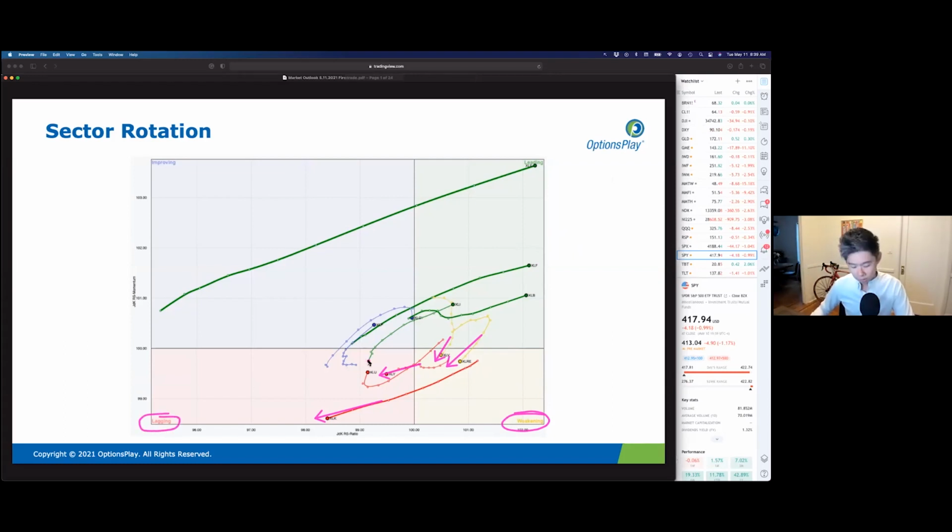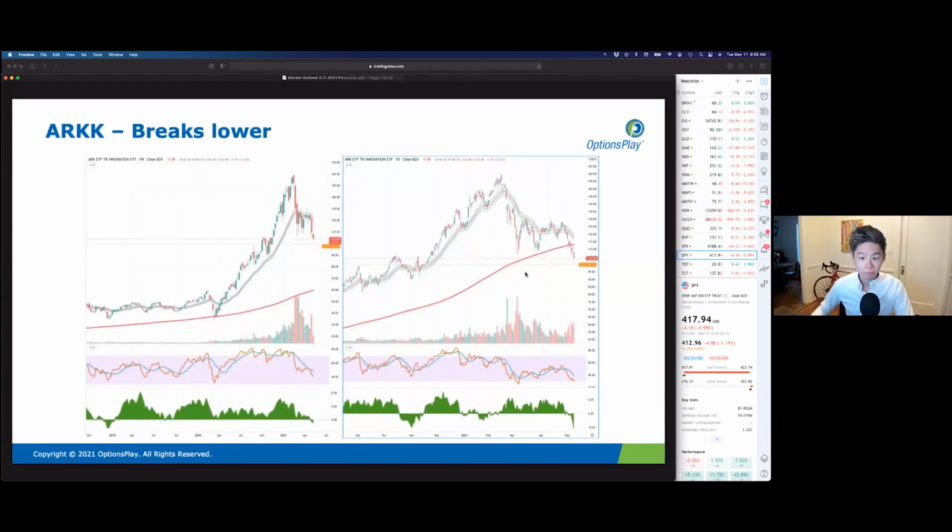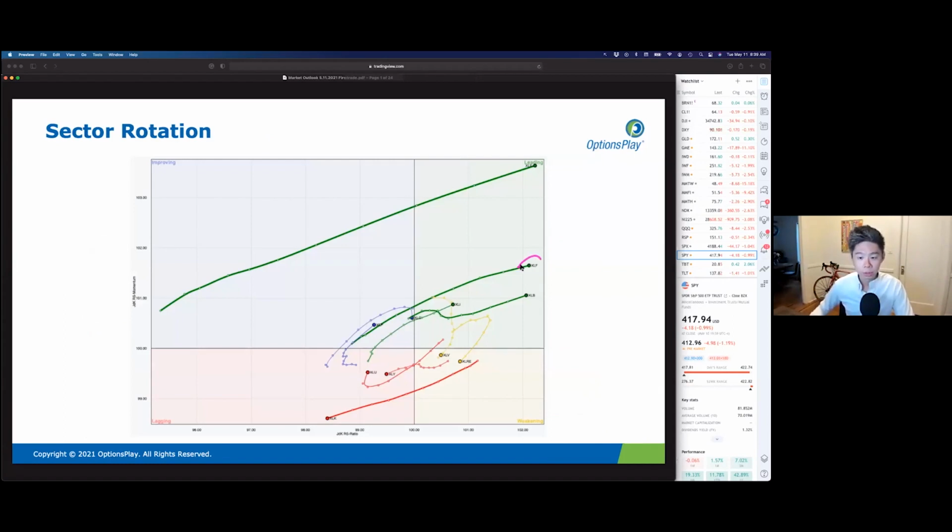And then the leading or improving categories are consumer staples. Communications attempted to get into the leading category, but is starting to fail a little bit there. And then you have healthcare and real estate also going into the weakening category. Utilities are starting to come to life a little bit here, but still in the lagging category. So as you're looking for opportunities, remember to continue looking at names like financials, materials, industrials. That's where I would pay attention.